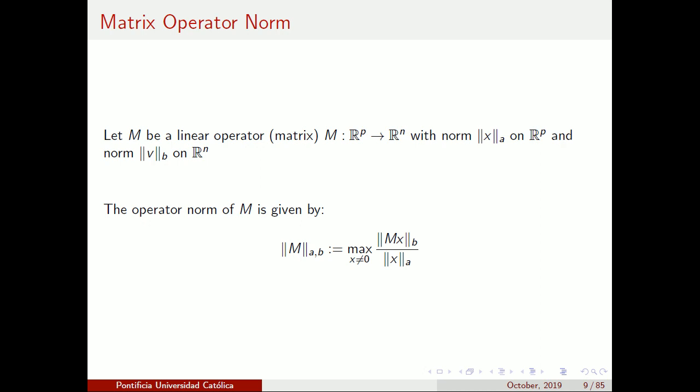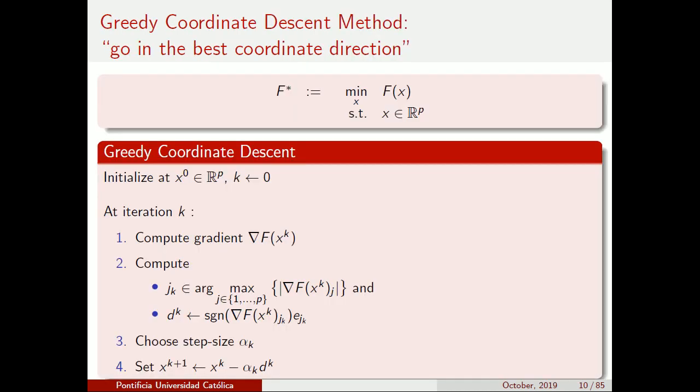And then I can define a norm on a matrix. Let M be a linear operator, a matrix, say from p-dimensional space to n-dimensional space, and I can define a norm on the matrix. I'm not going to bother with that. This will come up, but I just want you to think these things just happen.